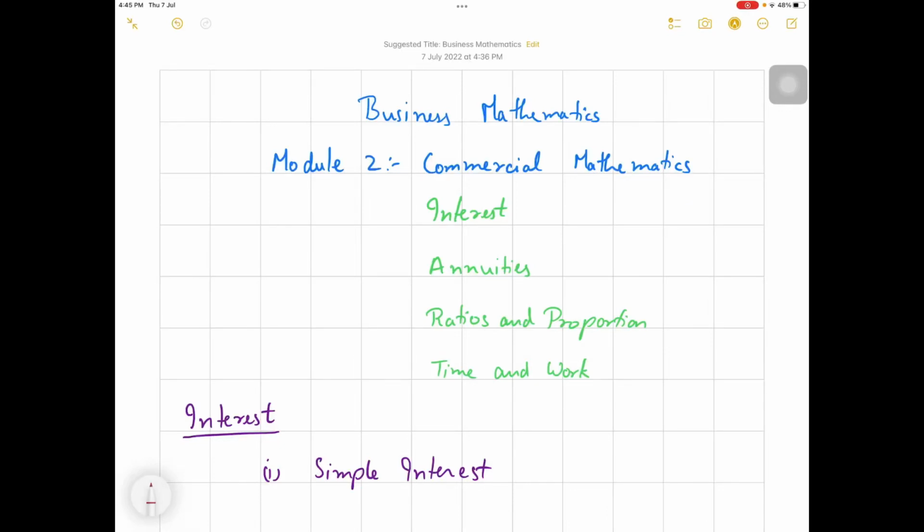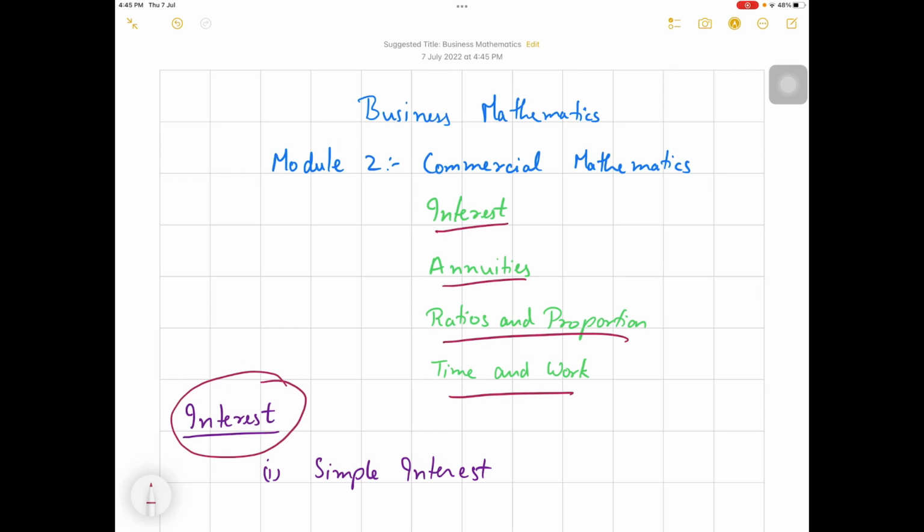Hello students, in the previous class we finished module 1, number system and indices. Today we are going to start module 2, commercial mathematics. Module 2 is divided into 4 parts: interest, annuities, ratio and proportion, time and work. Let's start with the first part, which is interest.